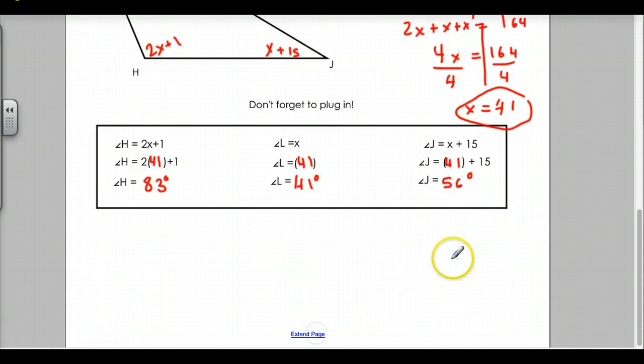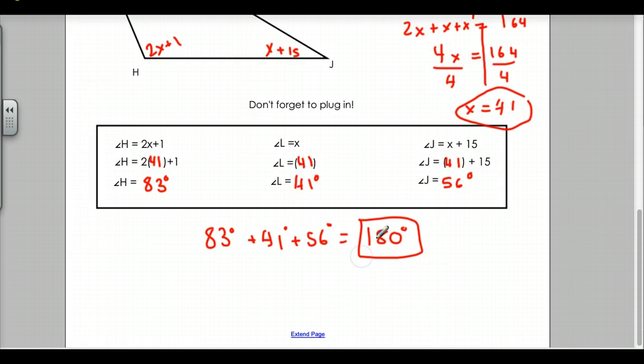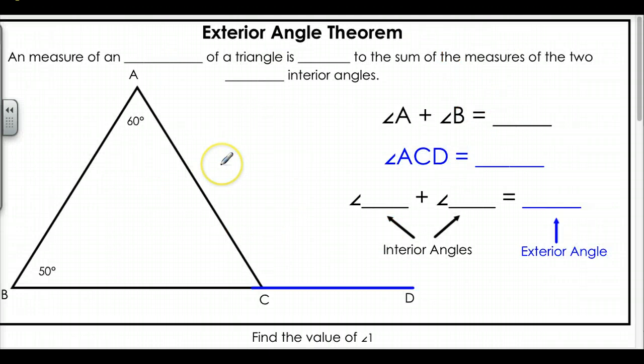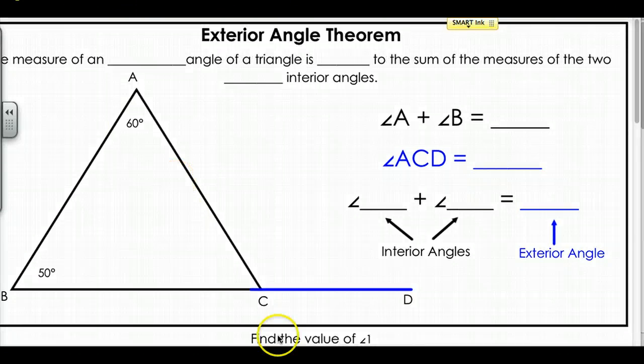Now just to check to see if we did this right, because we have H, L, and J, we got our measures. Let's see if these do in fact add up to 180. So 83 plus 41 plus 56. Put that on the calculator, and sure enough, you get 180 degrees. So that seems like we did something right. All right, that is the interior angles of triangles. Now we're going to talk about the exterior angles.